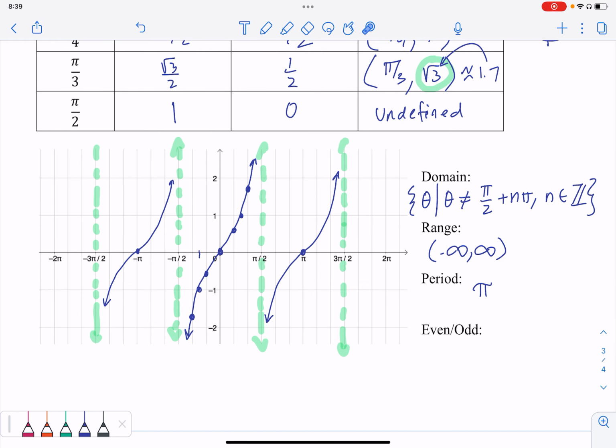This one is odd because I can see that if I rotated this piece just in this first quadrant piece here, if I rotated it down, it would land here. And if I rotated this piece, it would land on top of there. Same thing with this piece over here to the right. If I rotated it, it would land over here and this one would land on it. And everybody kind of pairs up like that. All right, so this is an odd function, and I can say that tangent of negative theta is equal to the opposite of tan of theta.